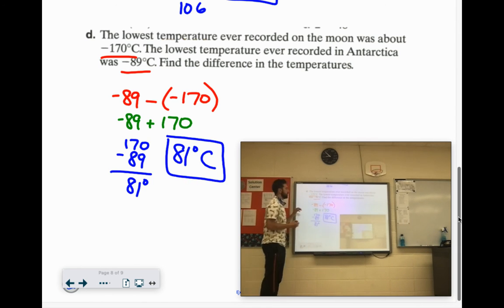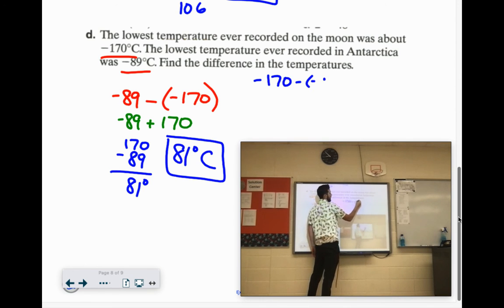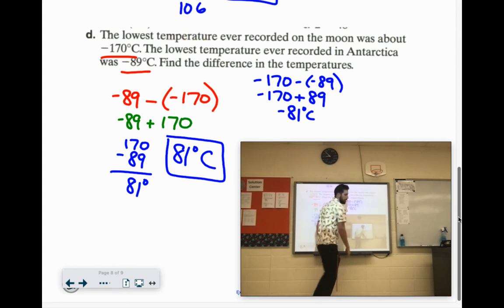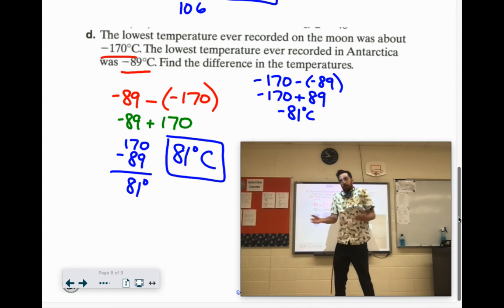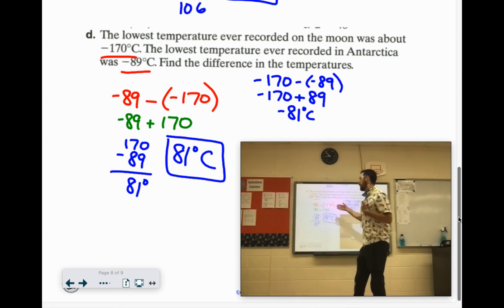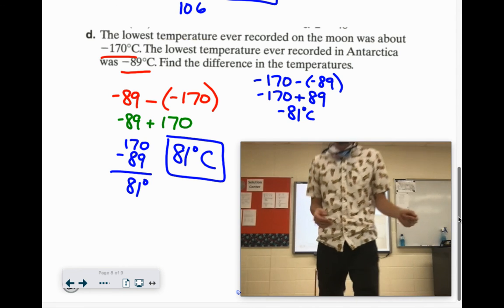Now, if you flipped the order and you did negative 170 minus negative 89, turns to plus, and we get negative 81 degrees. But if they were asking a question like, how far apart are the temperatures? That's essentially what they're asking with what's the difference. They're saying how far apart are they? You wouldn't say they're negative 81 degrees apart from each other. You can say, well, they're 81 degrees apart. So that's the curveball on that one.